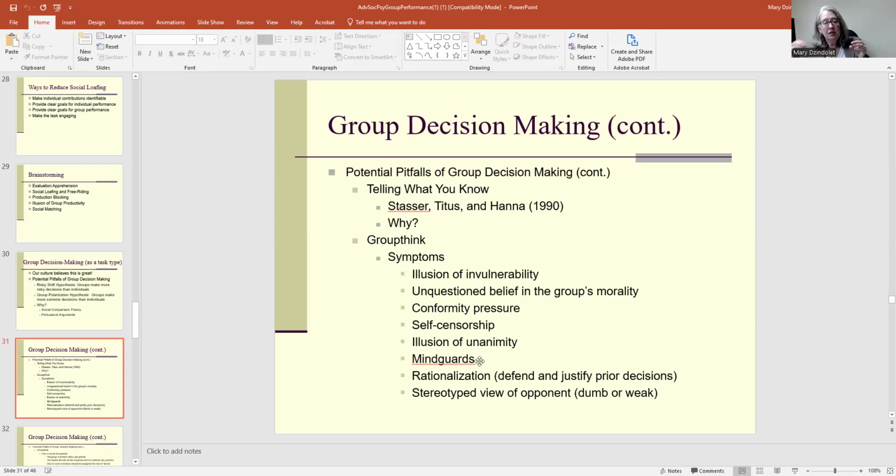There's going to be a couple of people that are going to play the role of protecting the group from information that's inconsistent with the decision that seems to be made. Now, in fact, they're not protecting the group at all, but they sort of play this role of, we want to get this through, and to get it through, we've got to keep those naysayers away. Also, in groups that are suffering from groupthink, there's lots of rationalization to defend and justify prior decisions that ended up not being so well. And if there's an opponent, there'll be a stereotyped view of the opponent, usually as being weak and stupid.